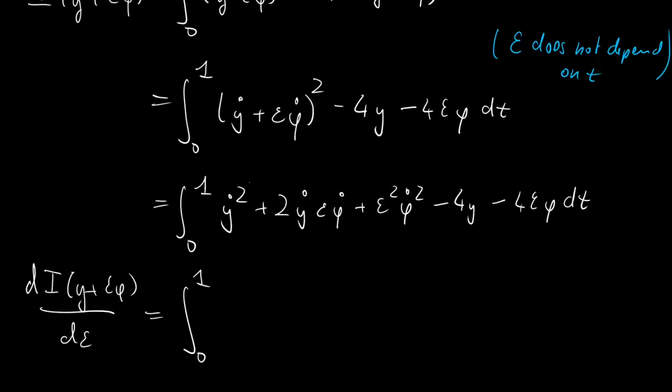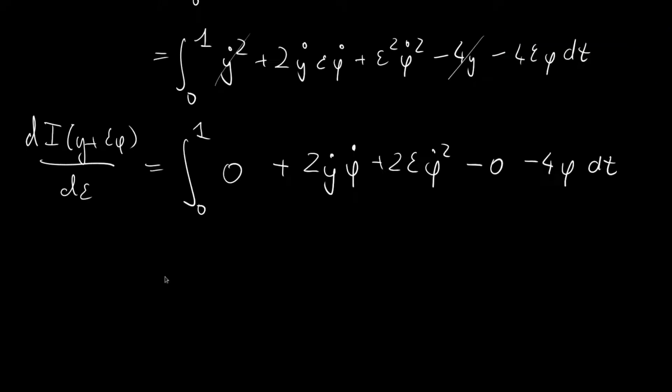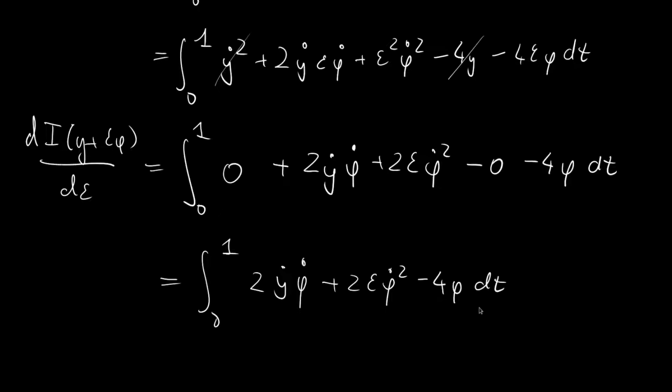So, well, there is no epsilon here, so this kind of vanishes. Then we get 2y prime phi prime. Then the derivative with respect to epsilon would be 2 epsilon phi prime square. And there is no epsilon here, so we get a 0, and we get minus 4 phi dt. Okay, let's make this a little more clean, and we get 2y prime phi prime plus 2 epsilon phi prime square minus 4 phi dt.